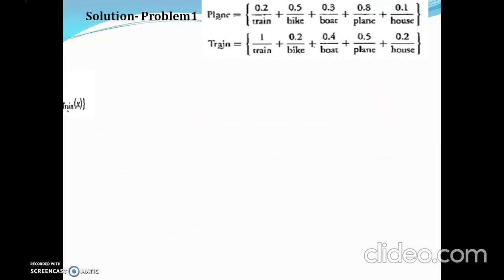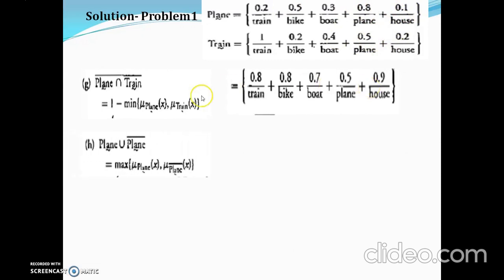Come to the next part. Take the plane intersection train. Plane intersection train will be the minimum value from these two, and then go for its complement. So 0.2, 1 minus 0.2, 0.8. 0.2, 1 minus 0.2, 0.8. 0.3, so 1 minus 0.3, 0.7. 1 minus 0.5, the value will be 0.5. 1 minus 0.1, the value will be 0.9.